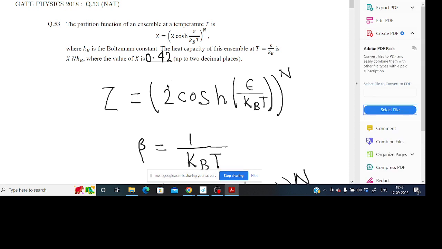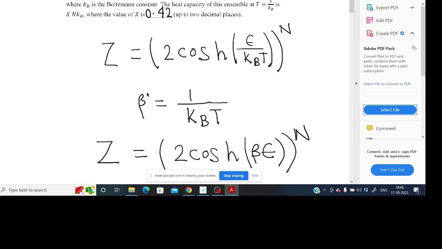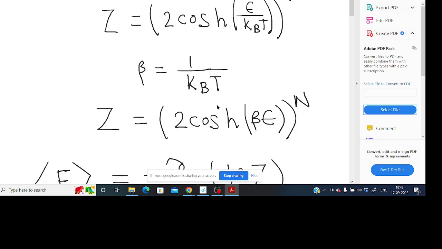Hello, am I audible? Yes, sir. Okay. So in this problem, the Z is given. At temperature T, the n particle canonical partition function is given to you. This is equal to this thing. And here we will assume that beta equal to 1 by kBT. So if you replace 1 by kBT by beta here, then you will get Z equal to 2 cosh(beta epsilon) whole to the power n. Clear?